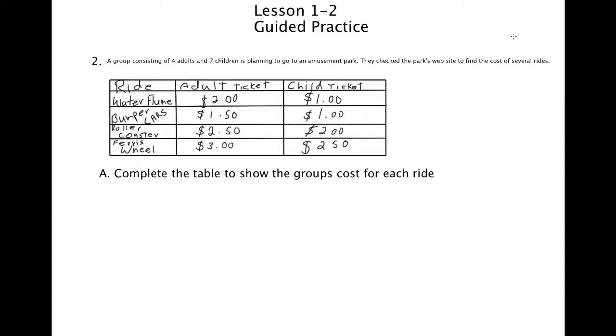Okay, let's look at another problem here for 1-2. You can read this, it's up there. We've got people going to an amusement park and there's a cost for the rides. Not sure if you can read my writing there. We've got rides: water flume, bumper cars, roller coaster, Ferris wheel. Here are the adult ticket prices and the child's ticket prices. What we'd like to do is to complete this table with information about how much it's going to cost for this group in order to get this done.